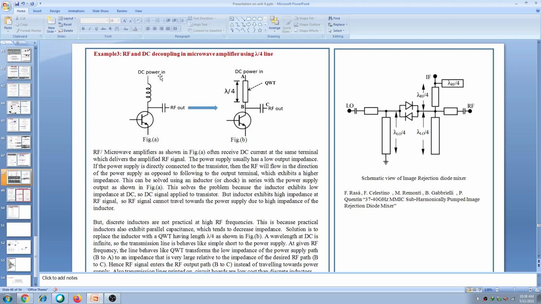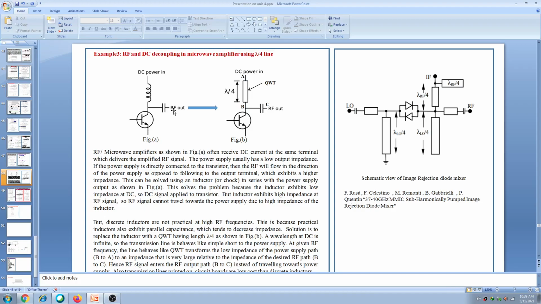But you see, the input impedance of the DC power supply is low. The RF amplified signal comes here. If the DC source has a low input impedance, then the RF signal may go like this instead of going like this, assuming this is a high impedance compared to this. Because it finds a low impedance here, it may go to the DC source instead of coming out, because there may be a high impedance at this position. So that is a problem in RF design.